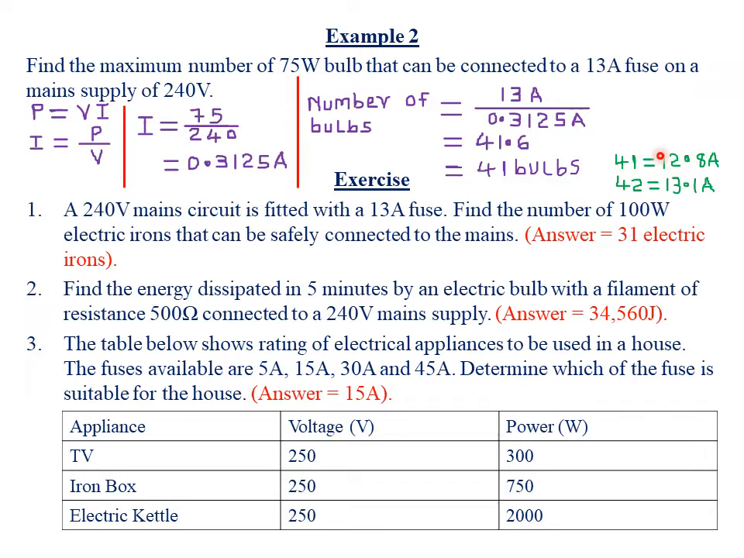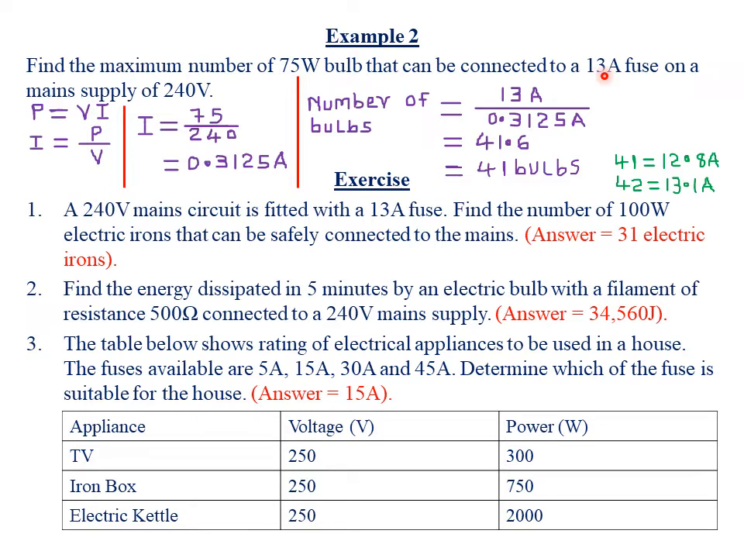So if we compare these values to our fuse rating, the fuse rating is 13 amperes, then we said that the electrical appliance should draw an amount of current which is slightly less than the fuse rating. Of course, if we take 42 bulbs, they will require 13.1 amperes. And remember, 13.1 amperes is higher than our fuse rating. Therefore, if we connect a 13 ampere fuse to 42 bulbs, the fuse will blow because the 42 bulbs will require a current which is slightly higher than our fuse rating of 13.0 amperes.